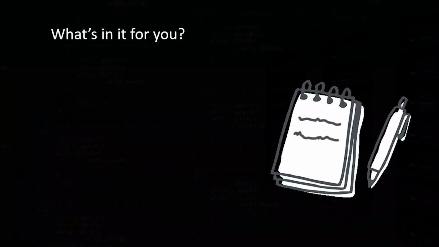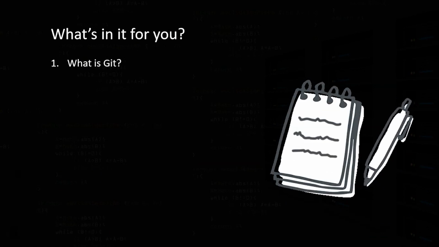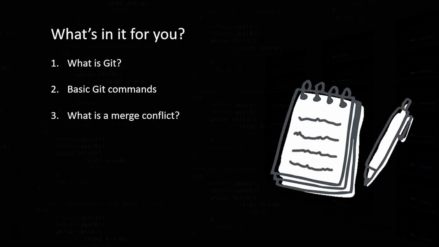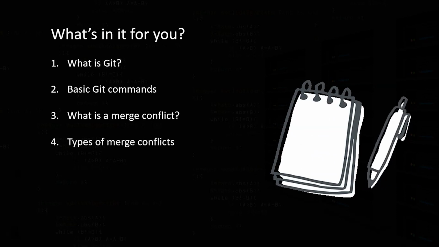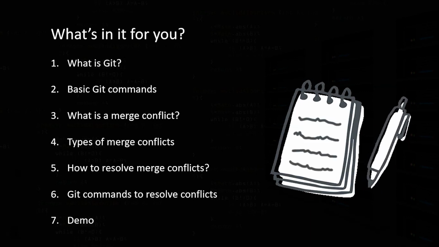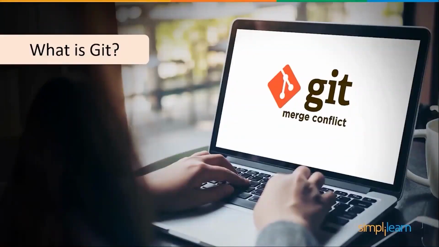Now what exactly are we going to talk about here? We are going to talk about what exactly the Git version control system is. We are also going to talk about the basic Git commands. Then we will talk about what a merge conflict is all about, and the different types of merge conflicts we encounter while doing any kind of merging or modifications. Then how to resolve these merge conflicts faced by a particular developer, and the various Git commands involved in resolving these conflicts. Then we will go on with a small demo to better understand how these conflicts can be resolved. So let's first talk about what exactly a Git version control system is.